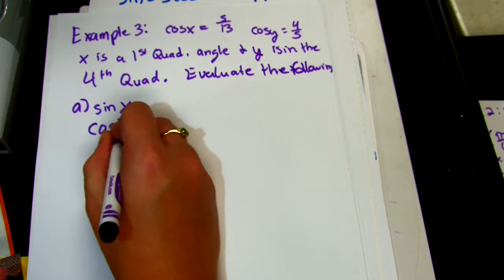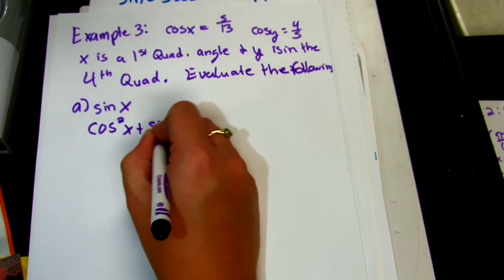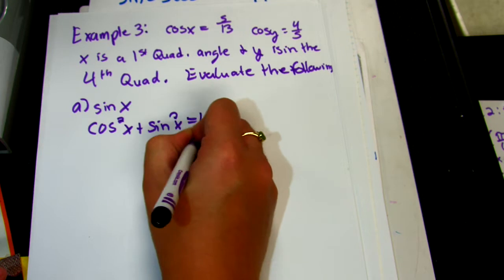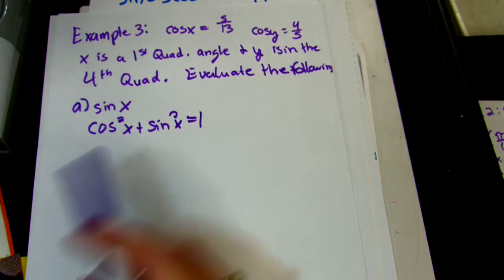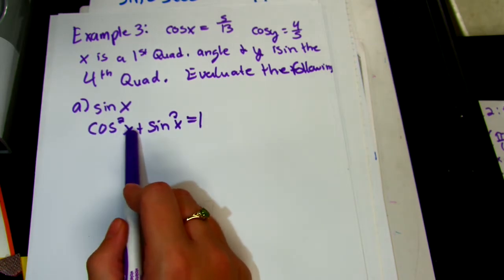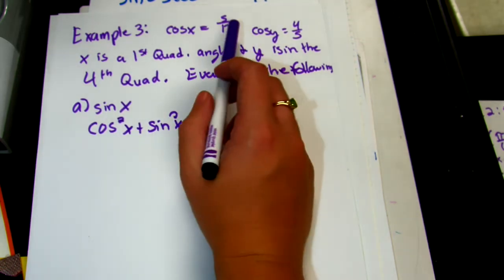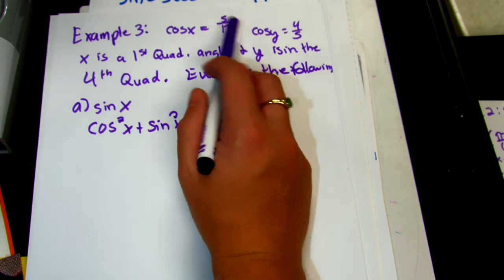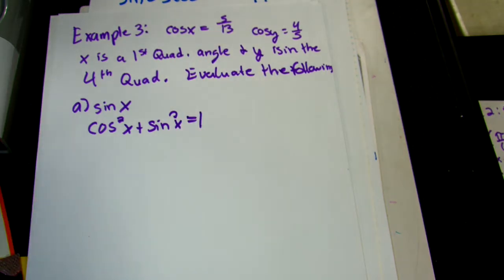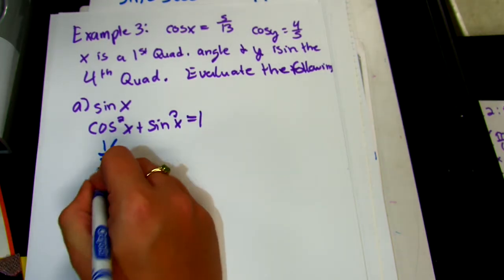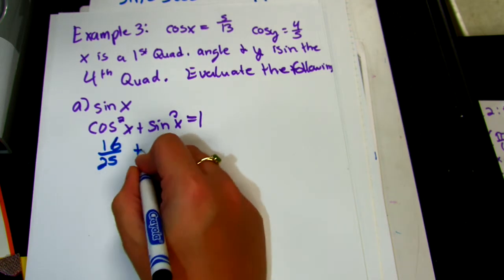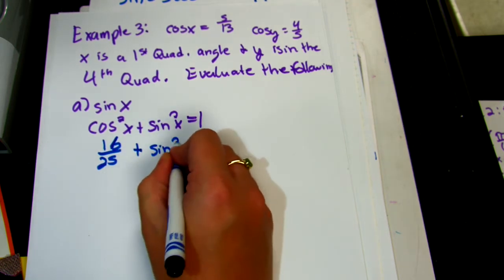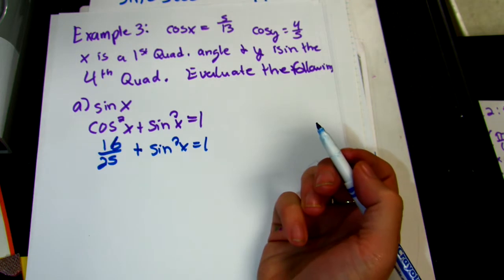cosine squared x plus sine squared x equals 1. Remember, that's the Pythagorean Theorem. Okay, and so we want a cosine squared x, right? And that was our 5 over 13, but it needs to be squared. So instead of being 5 over 13, it's squared, so we get 16 over 25. Okay, plus the sine squared x equals 1.